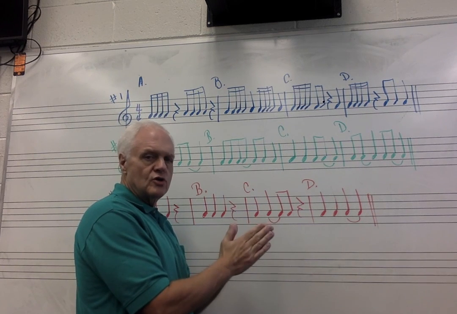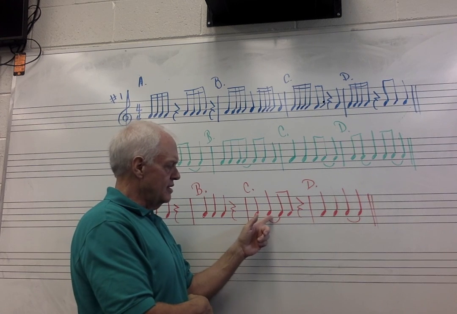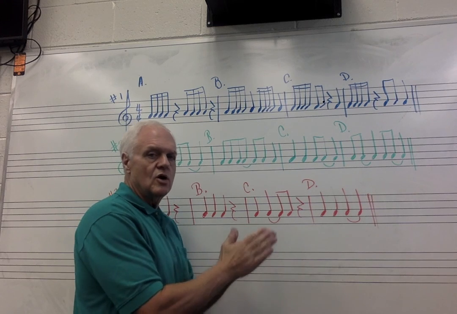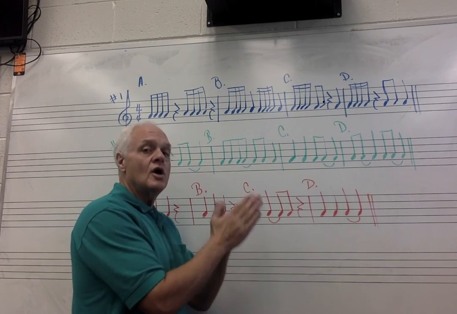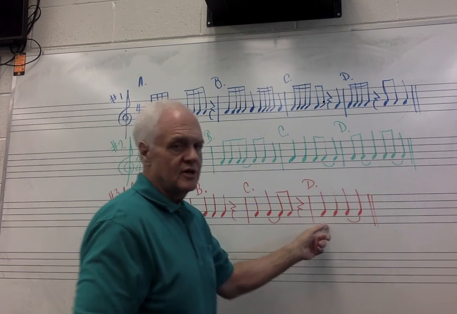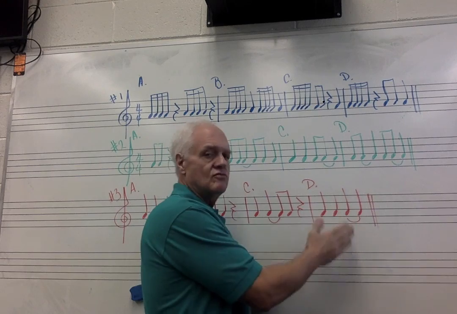1, 2, 3, and 4. Notice it's tied between the 2 and the 3. Then you clap again on the hand. Do it again. 1, 2, 3, and 4. Right. And this last one. Really easy. 1, 2, 3, 4.